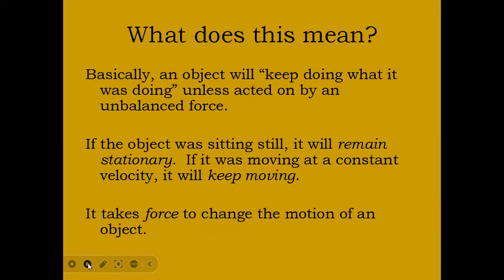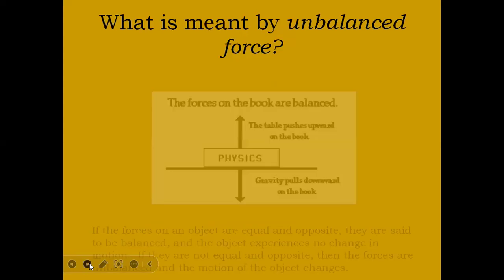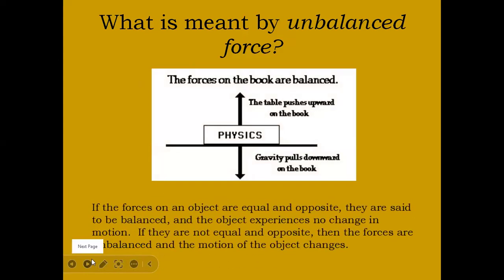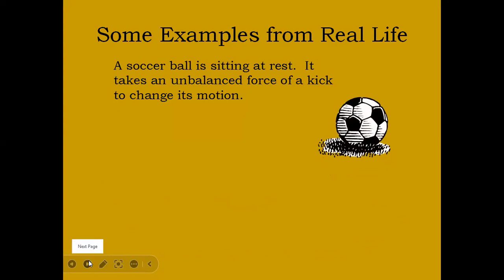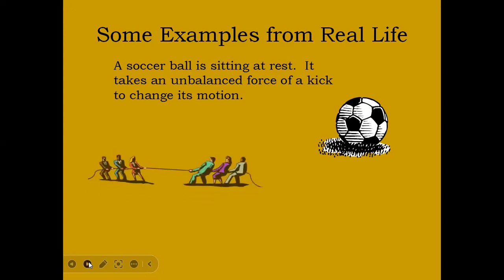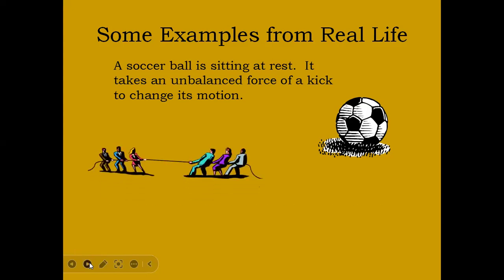Law number one: what does this mean? Basically, we have discussed this one. An object will keep doing what it was doing unless acted on by an unbalanced force. So what is meant by unbalanced force? The forces on the book are unbalanced. The table pushes upward on the book, and gravity pushes downwards on the book. And another example in our real life: a soccer ball is sitting at rest. It takes the unbalanced force of a kick to change its motion. So this is another real life example.